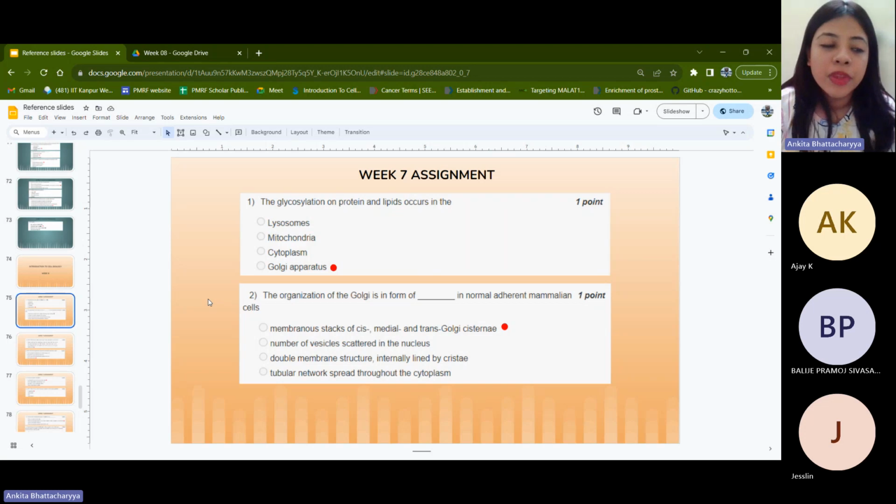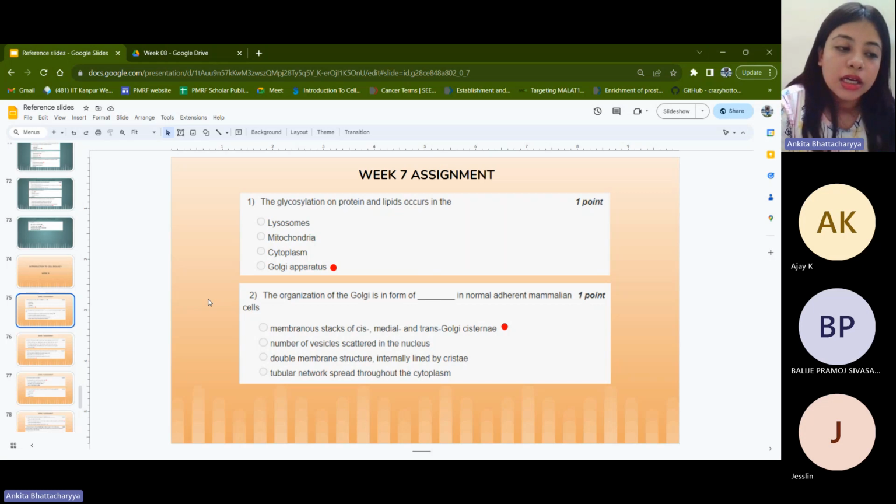The third option is a double membranous structure which is internally lined by cristae. This is actually true for mitochondria. If you have looked at the ultrastructure of mitochondria, it does have a double membrane structure, and it has a zigzag pattern of cristae. Those structures are known as cristae. They're a little bit like crypts that are present inside, and that composes the mitochondria if you just section it through the center.